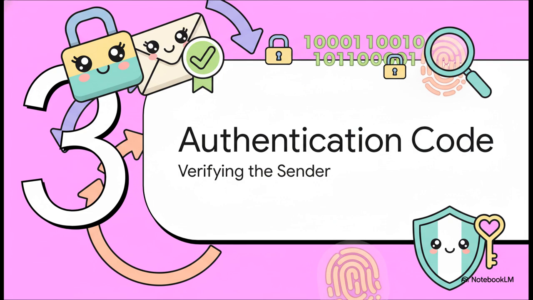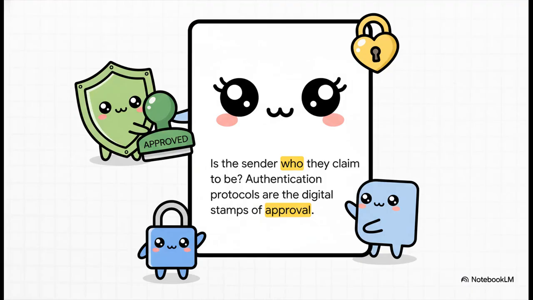Okay, so we've traced the path. We know where it's been. But now for the really critical question, is the sender who they say they are? This is where we have to verify their identity. And to do that, we look for these digital stamps of approval. See, the internet has some really powerful security checks built in to prevent forgeries and fakes, and lucky for us, the results are recorded right there in the header.